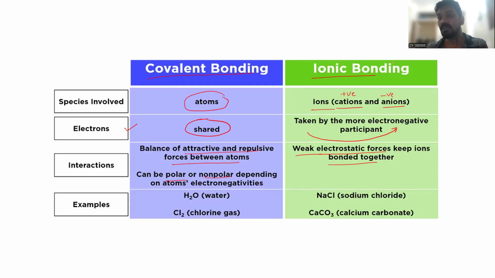Let me show you some examples. H2O, the simple water molecule, is an example of covalent bonding, where electron pairs are shared between oxygen and hydrogen. Similarly, chlorine gas is also an example where electron pairs are shared. But NaCl, where Na positive and Cl negative are present, is a combination of cations and anions. Similarly, calcium carbonate, Ca2 positive and CO3 2 negative, is also an example of an ionic compound.